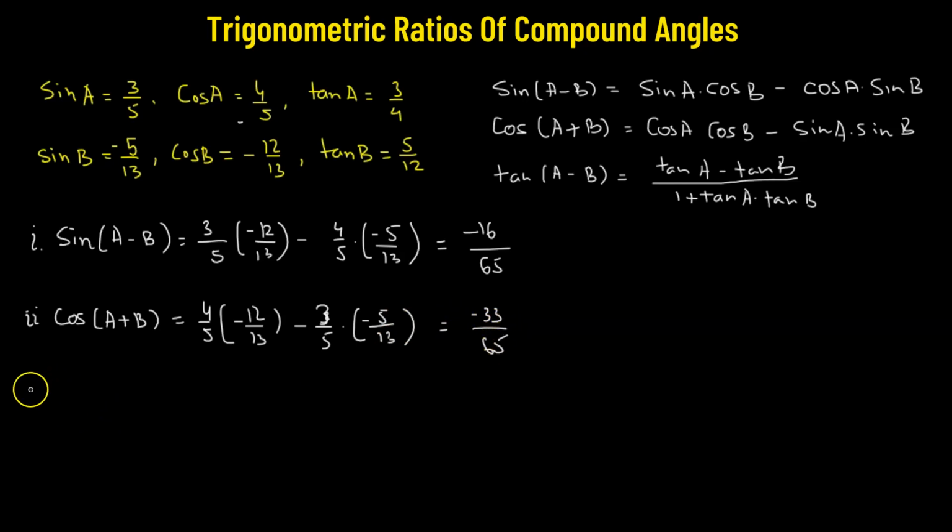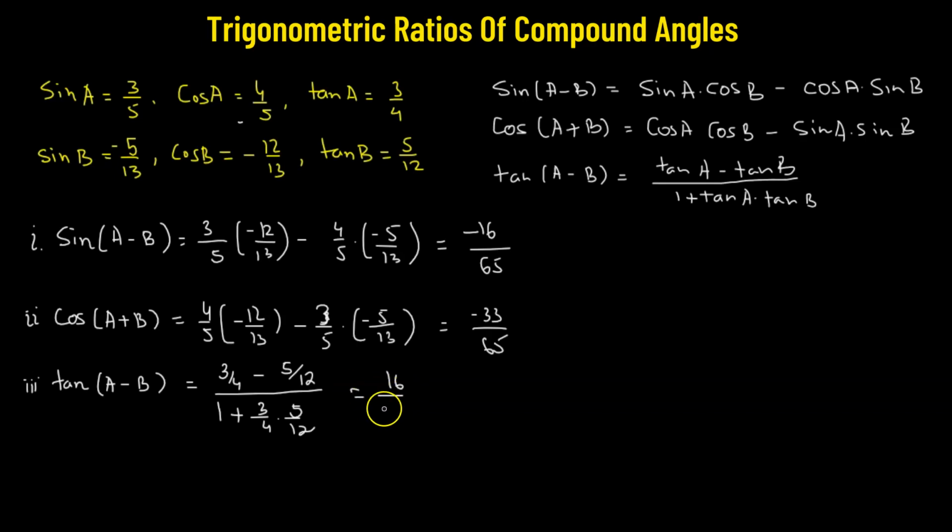And then we have the third trigonometric ratio, tangent of A minus B. So this will be equal to tangent of A minus tangent of B in the numerator. So that's 3 over 4 minus tangent of B, so that's 5 over 12. All divided by 1 plus tangent of A, 3 over 4, multiplied by tangent of B, which is 5 over 12. So we solve this, and this is going to give us a value 16 over 63. So we have finally found out the value of each trigonometric ratio.